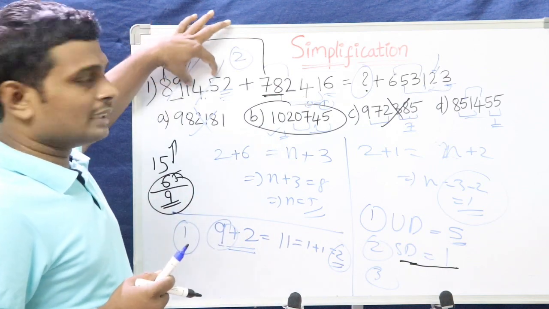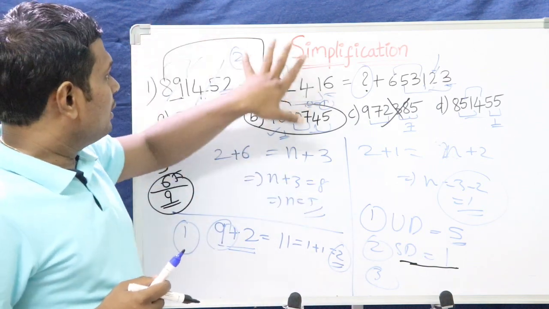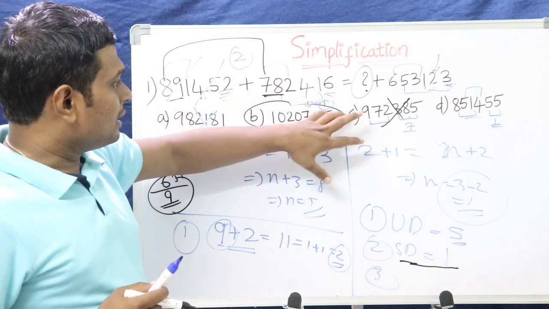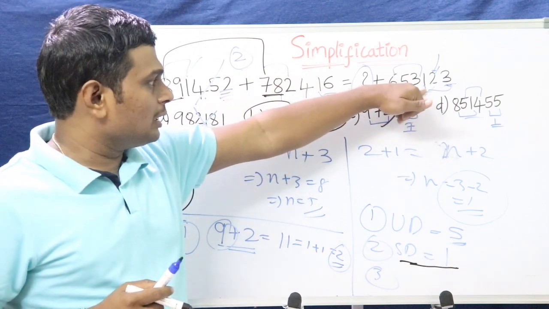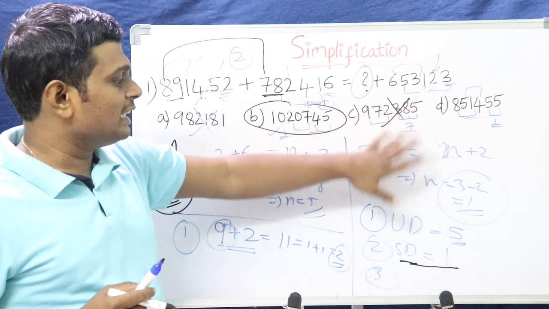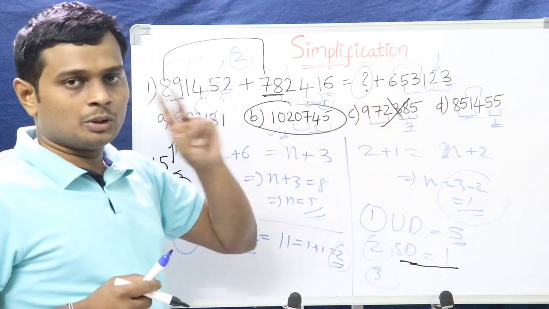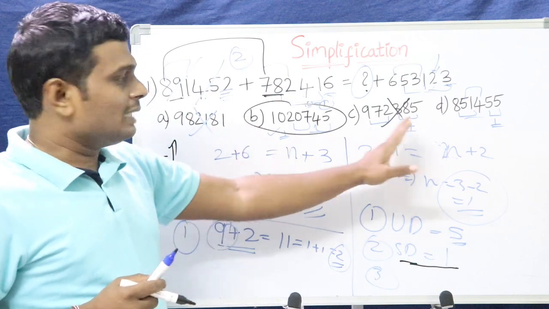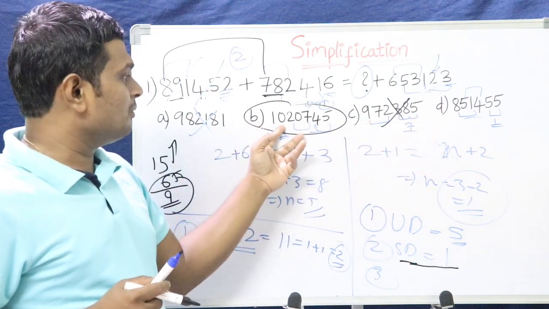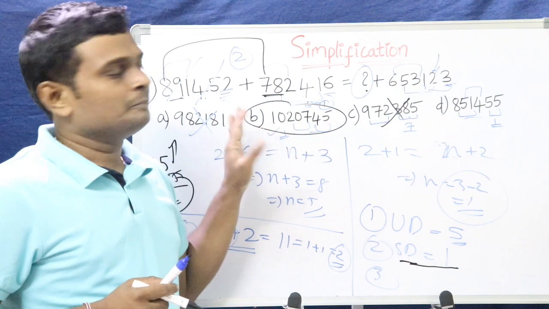Okay, we calculated the sum of the digits here. 2 plus 1 equal to, here what we got? 2. So that means the sum of the digits in the missing number should be 1. We got the two conclusions. We calculated these missing numbers, so we are left with these two options, right?